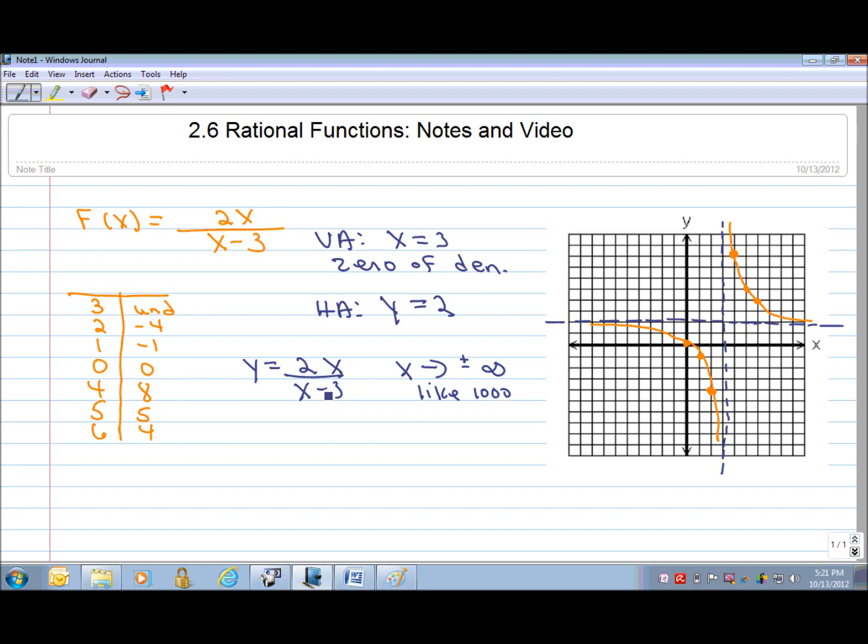If I plugged 1,000 back into this equation, 2 times 1,000 would be approximately 2,000. 1,000 minus 3 would be close to 1,000, so close to 1,000, but we'll just say 997. But it'd be close to 1,000, which would be approximately 2, or close to 2. It actually would be a little greater than 2, a little larger than 2. And on the negative side, it would be a little less than 2.